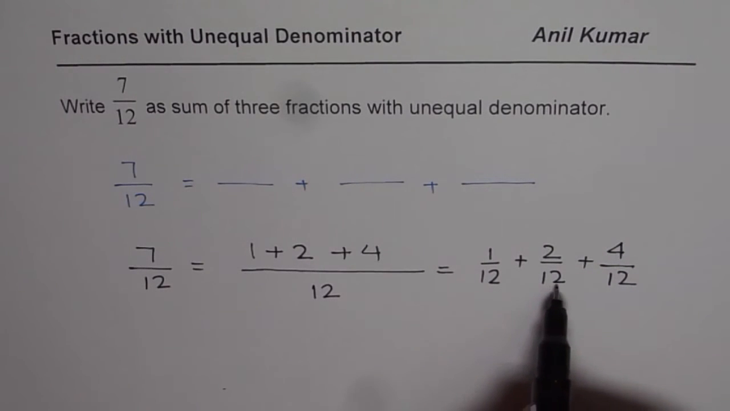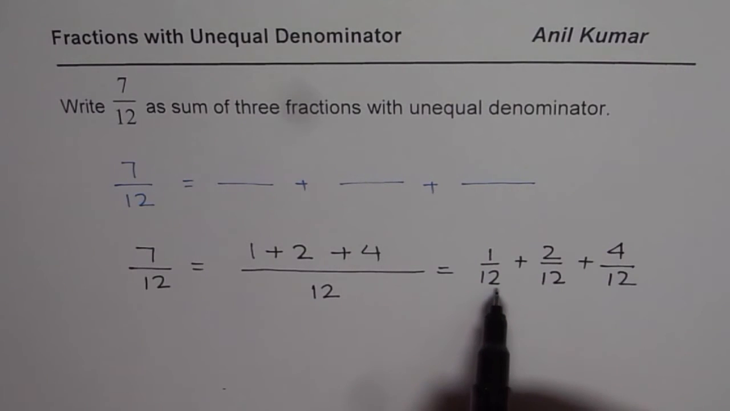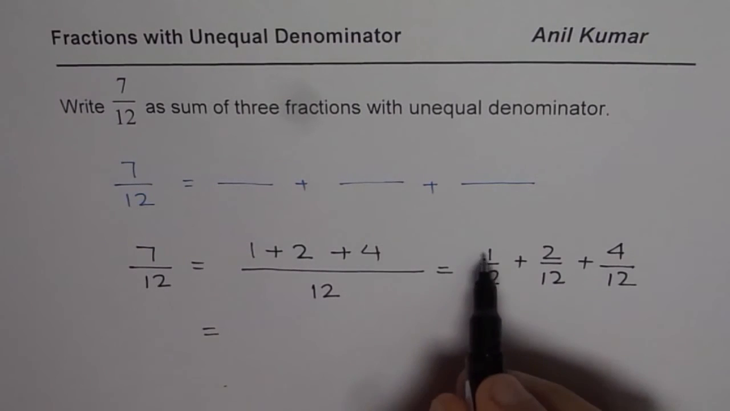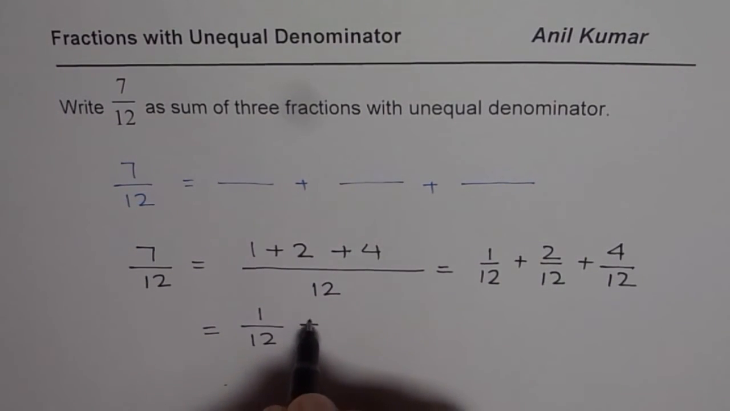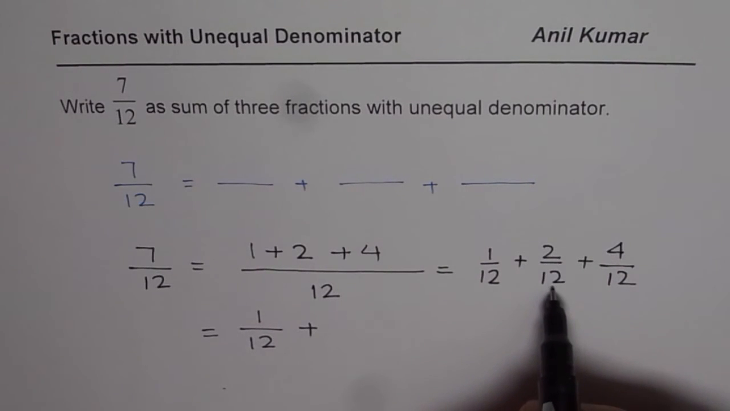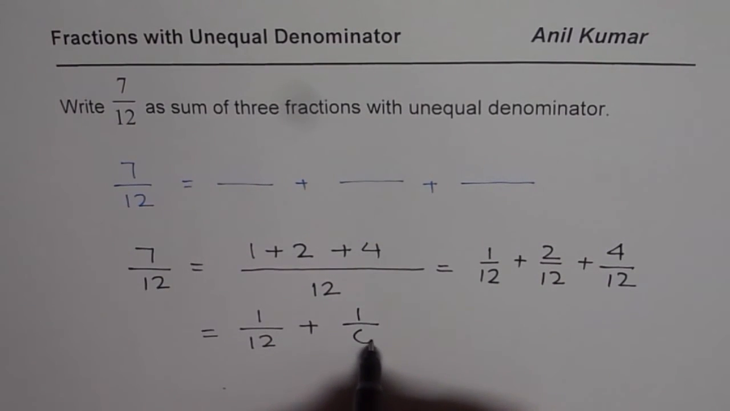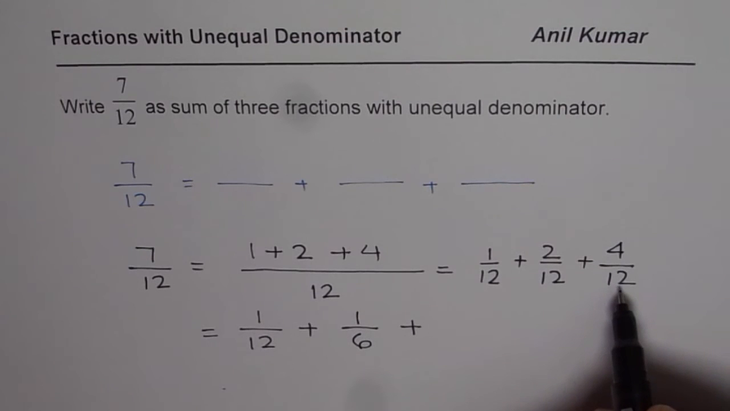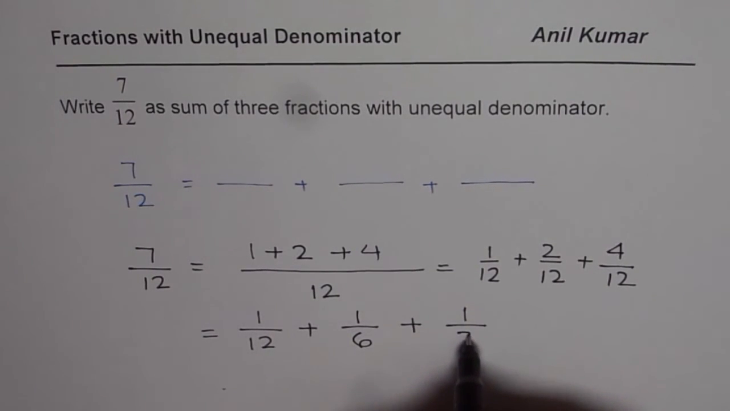Now these are with the same denominator, but you can simplify and find equivalent fractions. So equivalent fractions will be 1 over 12, right? Plus, you can divide both by 2. If you divide both by 2, you get 1 over 6. You could write this as 1 over 6 plus 4 over 12. You could divide both by 4, getting 1 over 3.